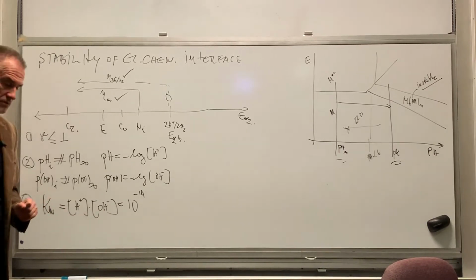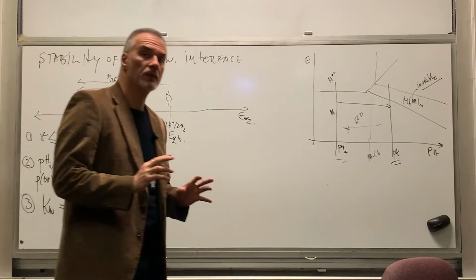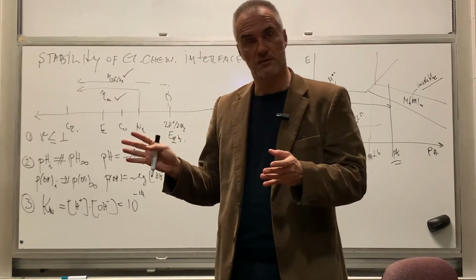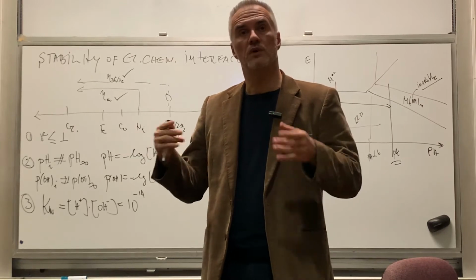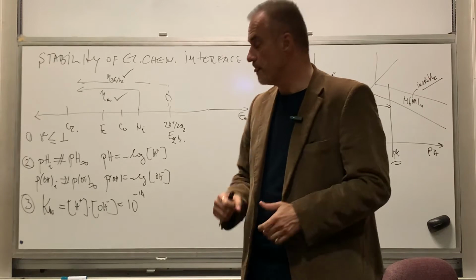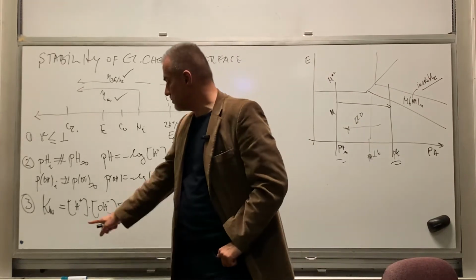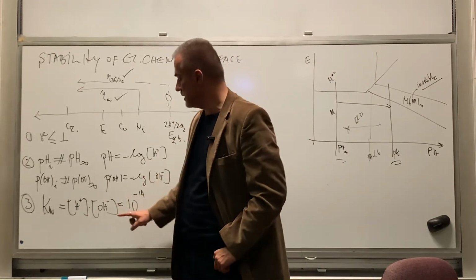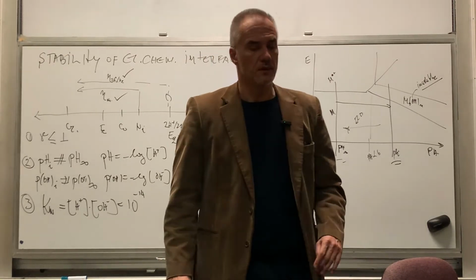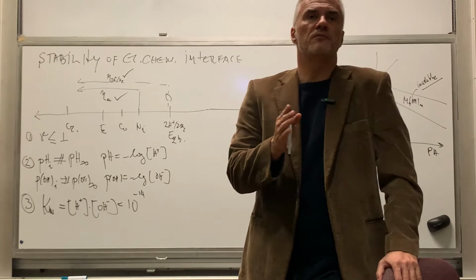What it really tells you is that there's an equilibrium in the water between ionized species, H plus, OH minus. And whatever the pH is, very low, very high, the product of H plus times OH minus has to be 10 to the minus 14.